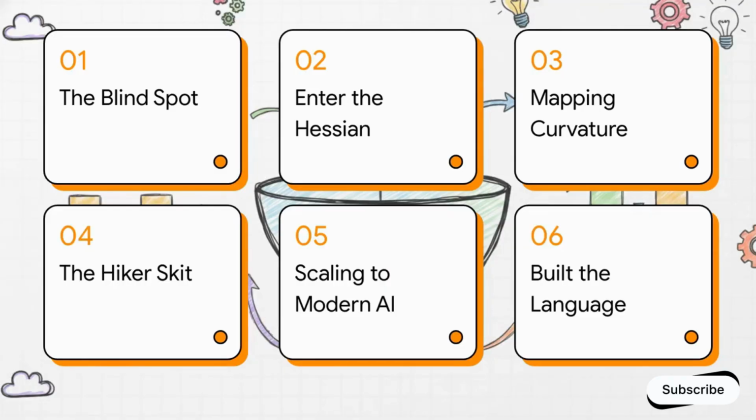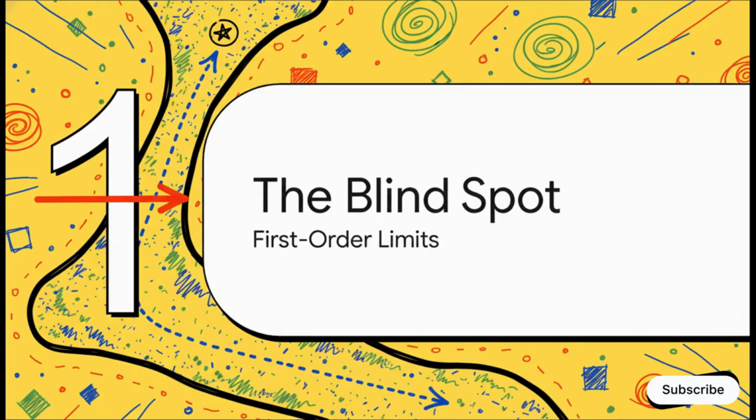So, here's the topographical journey we're taking today. First, the optimization blind spot. Then, enter the Hessian matrix. Third, mapping curvature and colors. After that, the optimization hiker skit. Then we'll look at scaling to modern AI. And finally, you've built the language. All right, let's dive into part 1, the optimization blind spot.